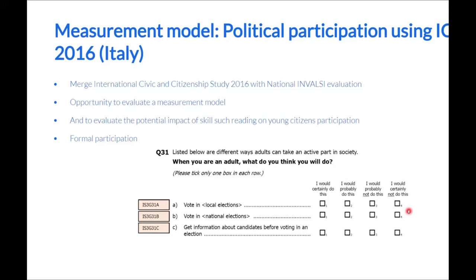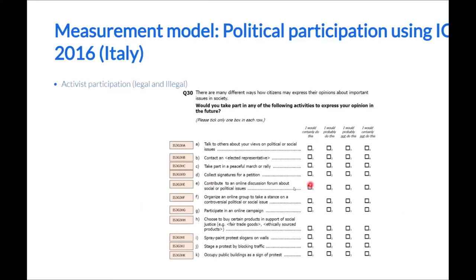And about the activist participation, legal and illegal, I will use the first four elements. I use only these first four because the other elements are related to online issues. Talk to others about your political views, contact your representative, take part in a peaceful march or rally, and collect signatures or petitions. This is a very traditional way to measure conventional activism.